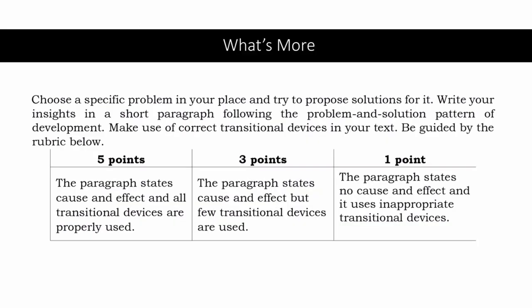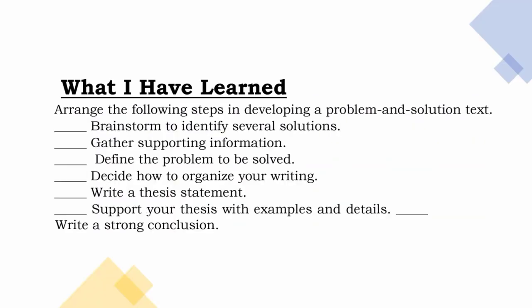For our next activity, choose a specific problem in your place and try to propose solutions for it. Write your insights in a short paragraph following the problem and solution pattern of development. Make use of correct transitional devices in your text. Be guided by the rubric. Let's check our learning. Arrange the following steps in developing a problem solution text.